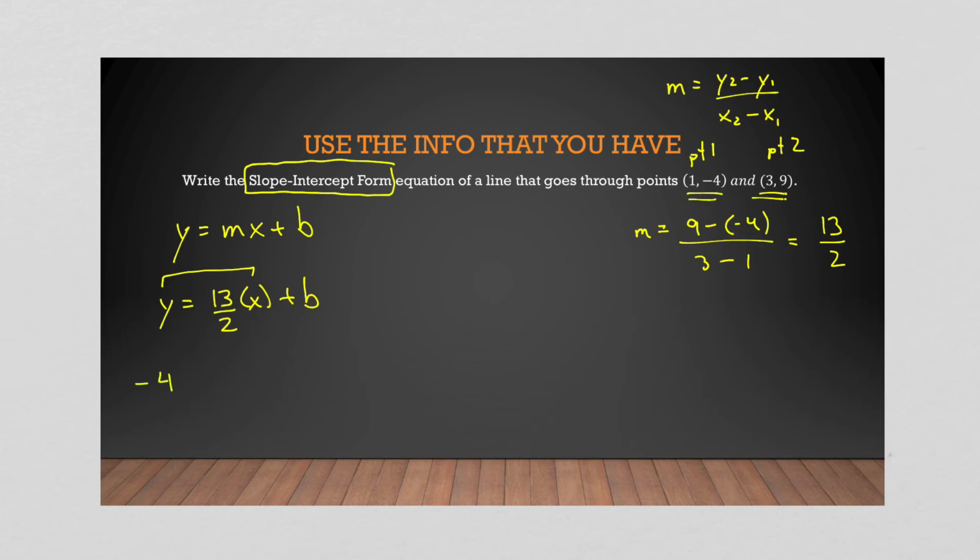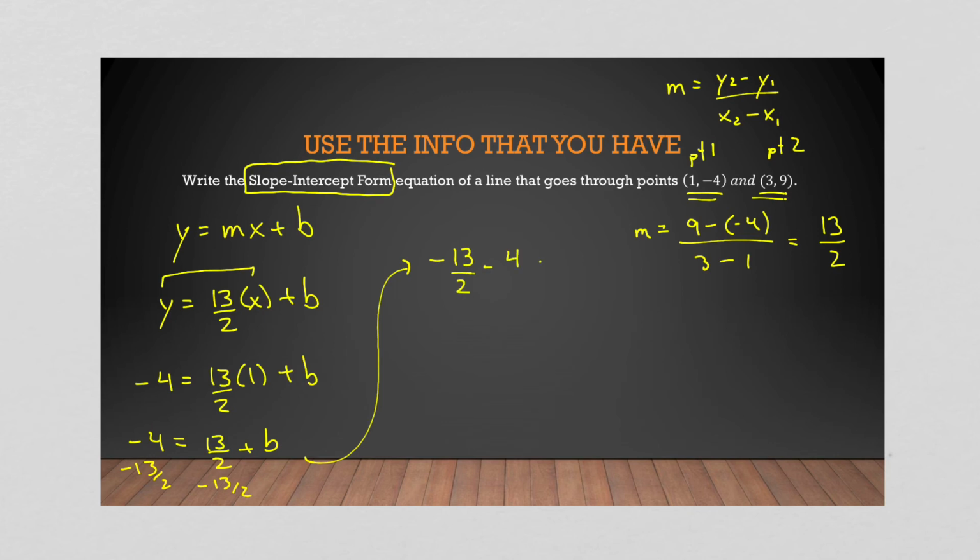So negative 4 equals 13 over 2 times 1 plus b, because you see we still need to solve for our y-intercept here. And what we get is negative 4 equals 13 over 2 plus b. I need to isolate b, so minus 13 over 2 and minus 13 over 2. So what do we have? We have negative 13 over 2 minus 4 equals b. So again, what's 4? It's 4 over 1. I need it as a denominator of 2, so equivalent fraction. 4 is equal to 8 over 2. So that means b is equal to negative 21 over 2.